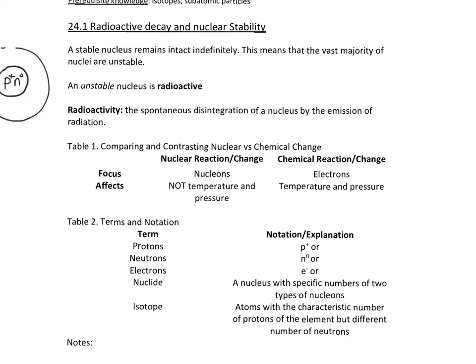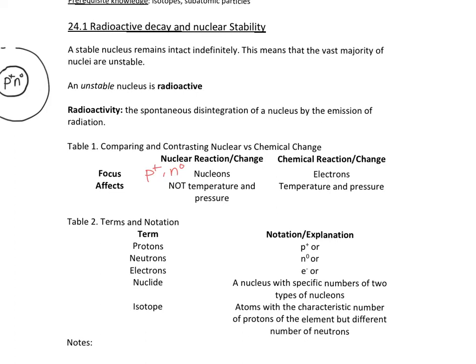But the focus for nuclear reactions are nucleons. So that's your protons and your neutrons. That's our focus. So what affects chemical changes? What affects chemical changes is temperature and pressure. But temperature and pressure do not affect nuclear reactions, so we don't take temperature and pressure into account when we're looking at radioactive decay or any type of nuclear change. Okay, so that's why you won't see that brought up in chapter 24.